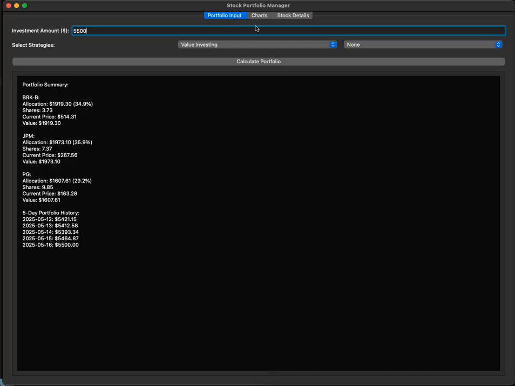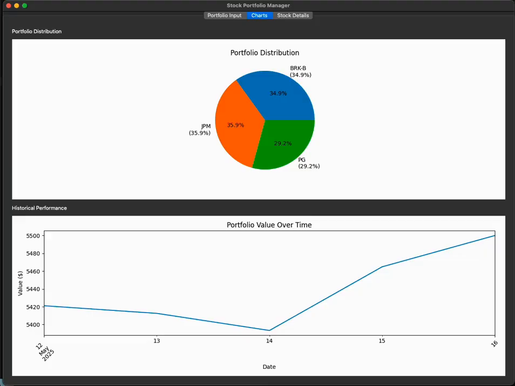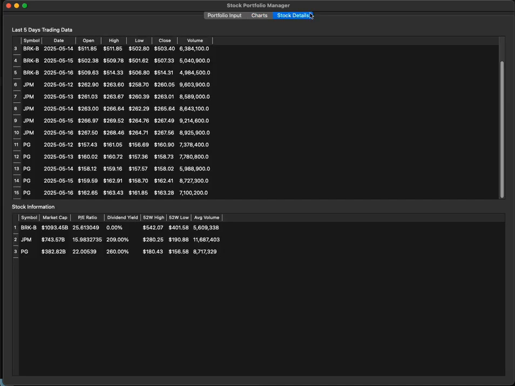Test case 11, minimum investment, growth plus quality at $5,500. The app scaled down well, with Tesla, Nvidia, Microsoft, J&J, and V correctly allocated. The portfolio showed great movement over the week, peaking on May 18th and returning full investment value on May 16th. All trading data was accurate and displayed correctly in Stock Detail Lab.